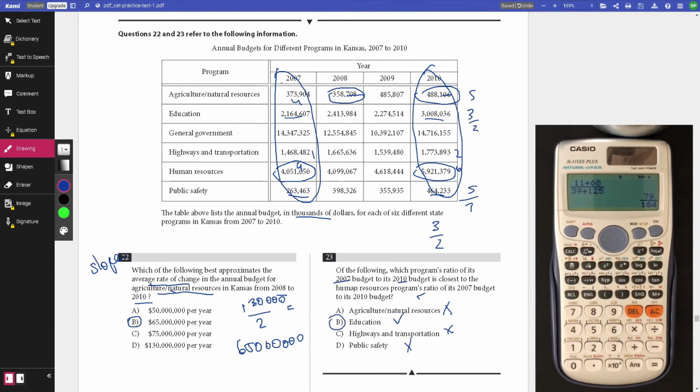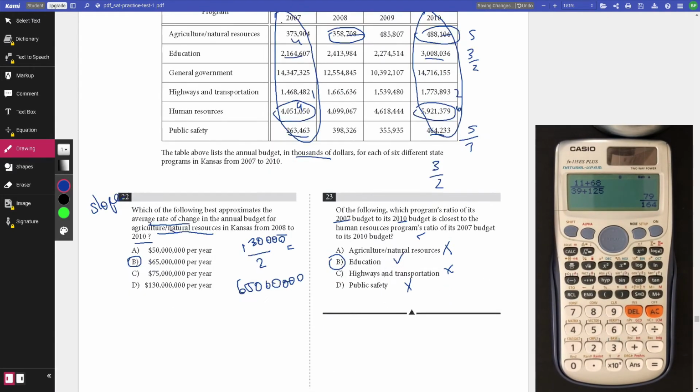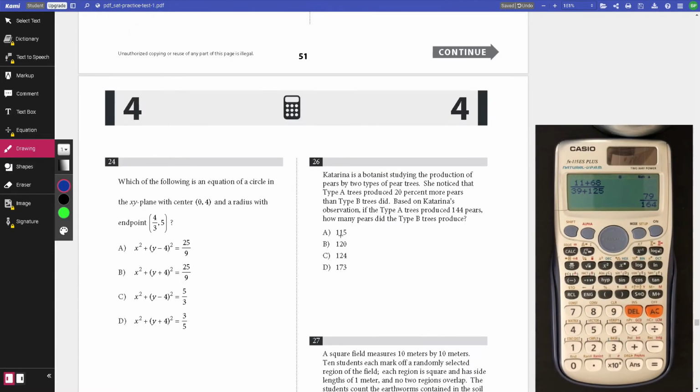You can also use your calculator, but this saves time.